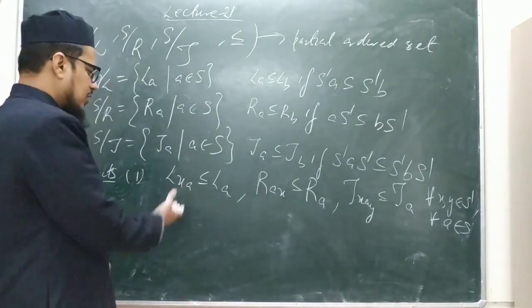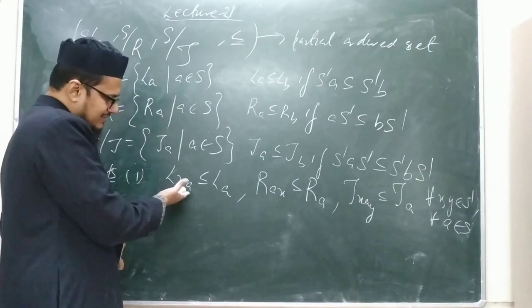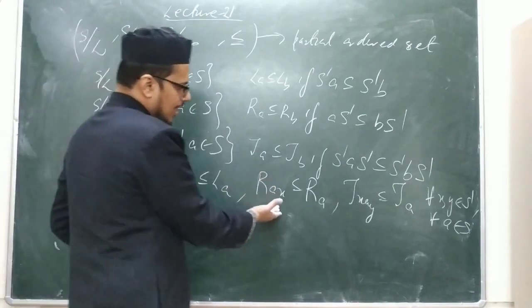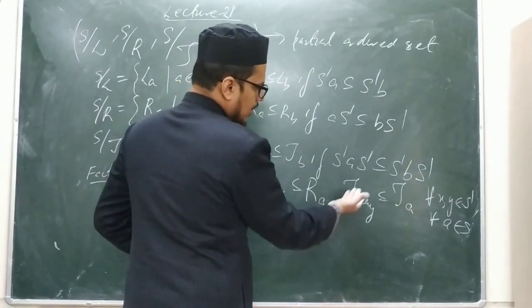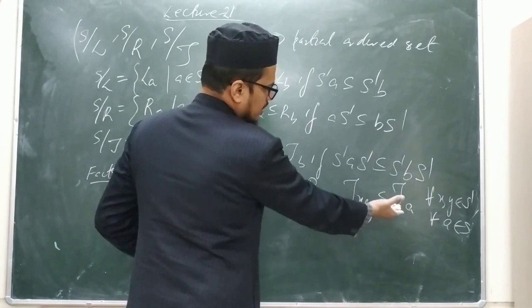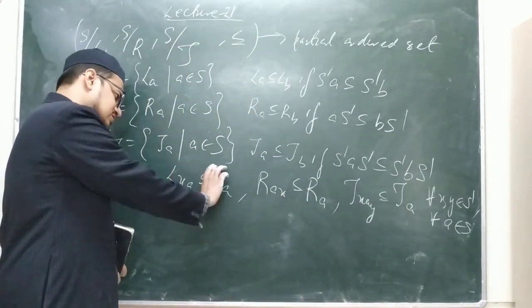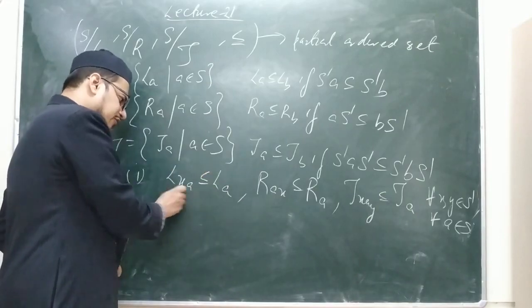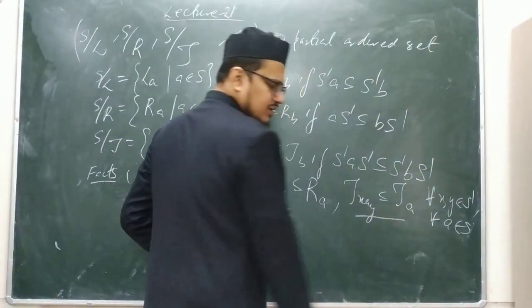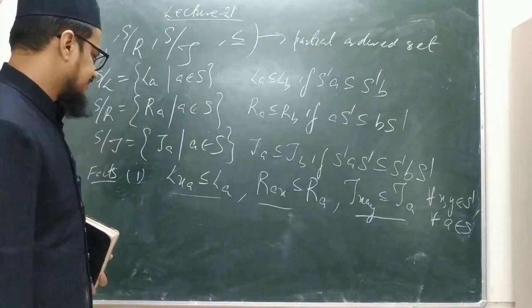So all of you have to verify how L_X^A is less than or equal to L_A, how R_X is less than or equal to R_A, how J_XY is less than or equal to J_A. So this is an assignment for all of you. You have to be able to prove this, and this. That's very easy, single line.